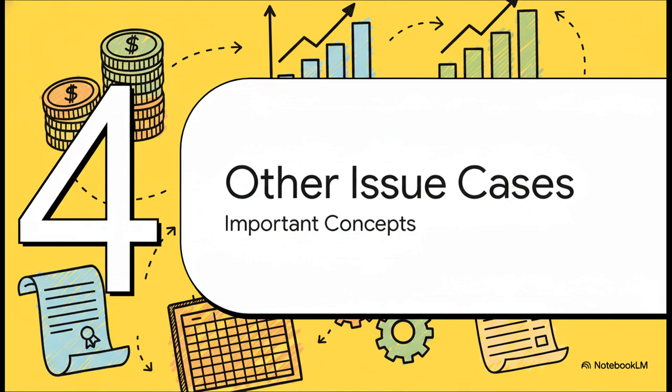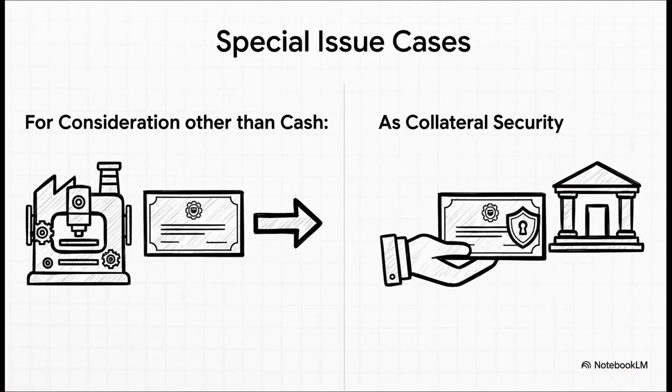Quickly now, let's just touch upon two other small concepts that you should know for your exam. They are quite simple. So sometimes a company might buy a big machine and pay for it with debentures instead of cash. Or it might give debentures to a bank as extra security for a loan. We don't need to go into deep journal entries for these right now, just to remember the concepts.